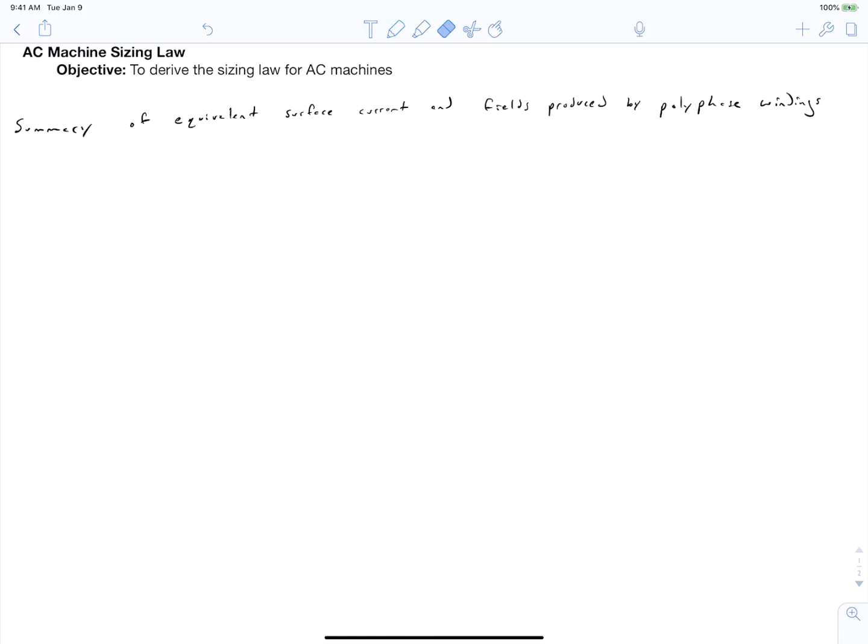So in this video, we're going to actually see the principle for how we create torque in a motor, and we're going to relate that to how much torque we can create and some of the intrinsic properties of an AC machine. We're going to be talking about electric loading, magnetic loading, and the average shear stress on the surface of our rotor. Let's start by reviewing the key results of this series of videos on equivalent surface current densities.